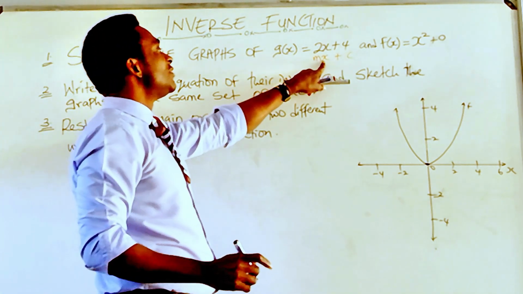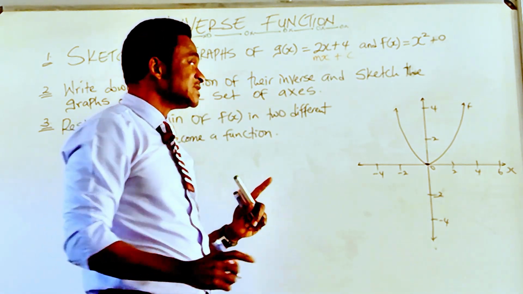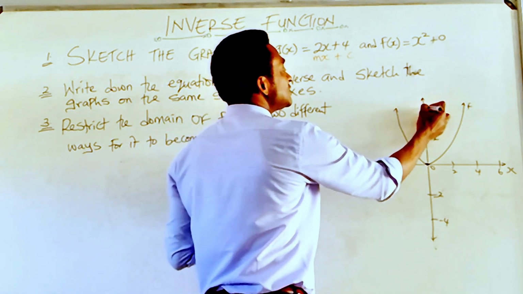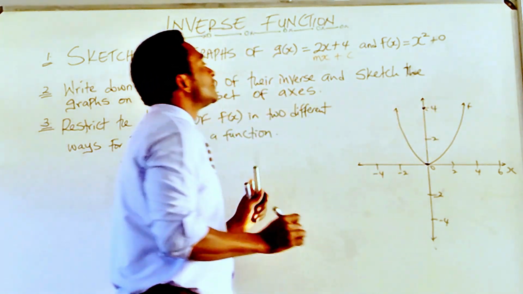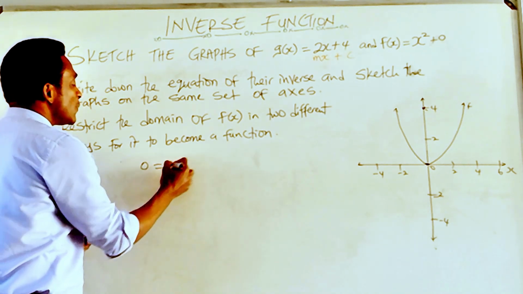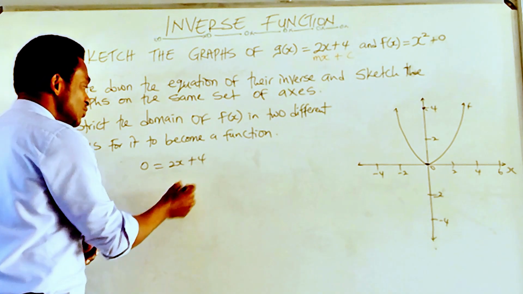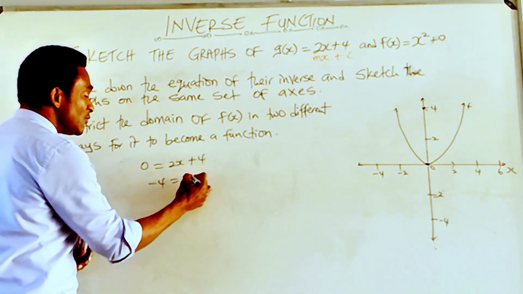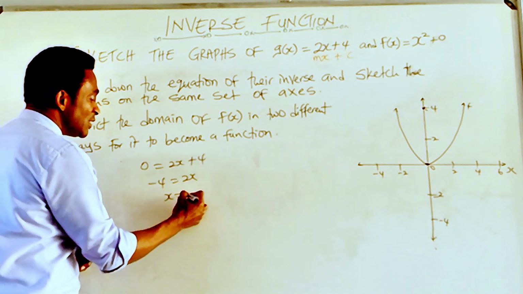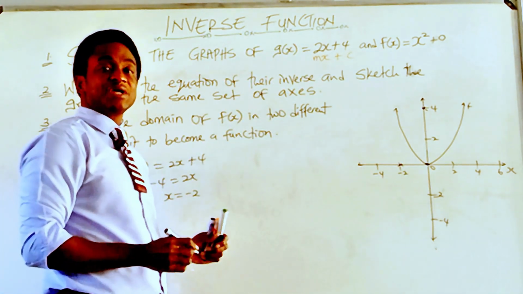And then for g of x, it's a linear function. We know it is of the format mx plus c, where c represents our y-intercept. Our y-intercept in this case is 4. Now, what do we need more? We make y 0 to get our x-intercept. So if we solve this, we have -4 equals 2x, so x will be equal to -2. So our x-intercept is at (-2, 0).